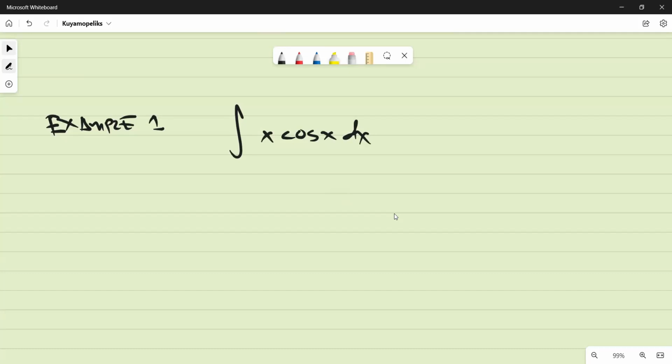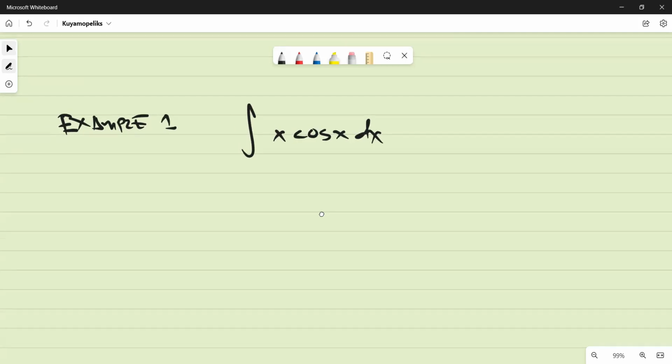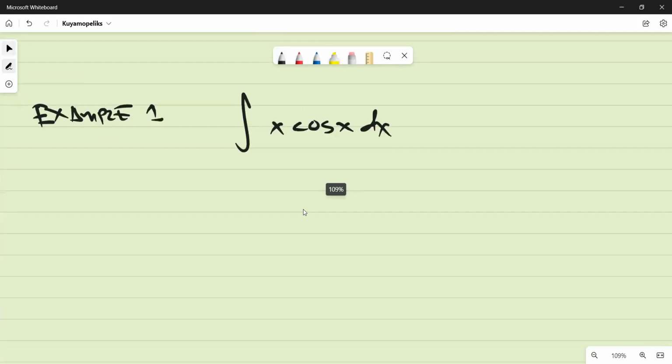Upon inspection, kaya ba ito ng basic rule? Definitely hindi, kasi walang basic rule. Kaya ba ng U substitution? Mahirap. So, pwede natin gawin dito is IBP. I-IBP natin dyan, and since IBP ang gagamitin natin, we need to identify yung U first.